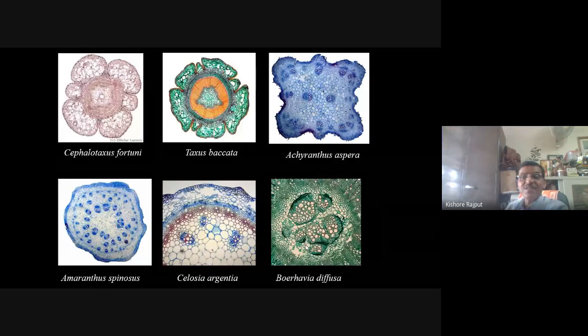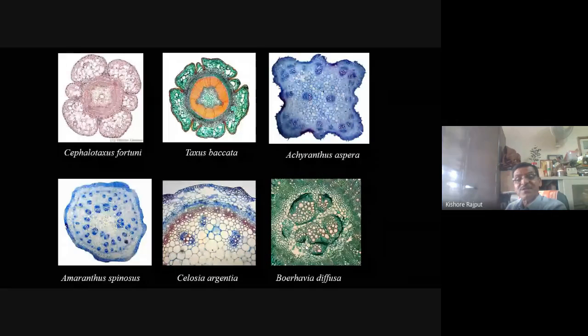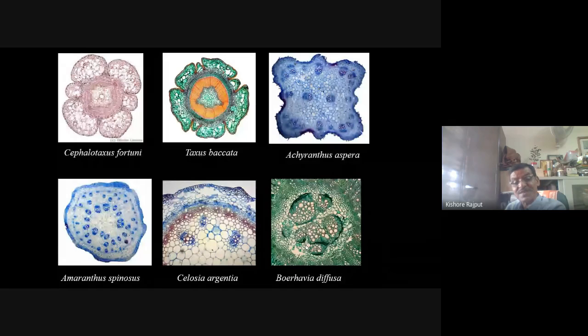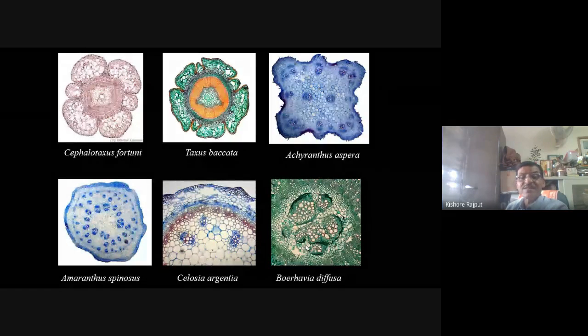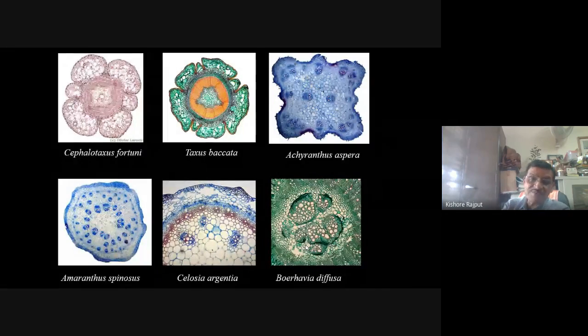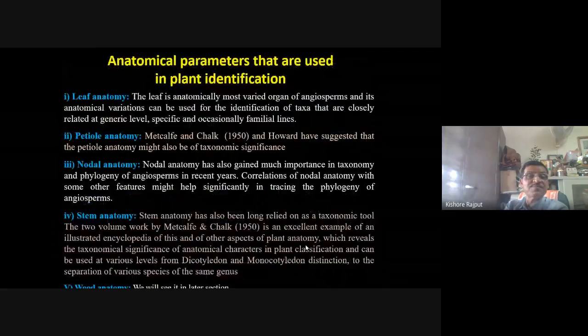They look. Here Achyranthes aspera, you can see the medullary bundles are present. Then Mirabilis, Nyctaginaceae, medullary bundles undergo secondary thickening. Then the number of medullary bundles, as in the case of Celosia and Amaranthus. These are the things which can be used in identification.